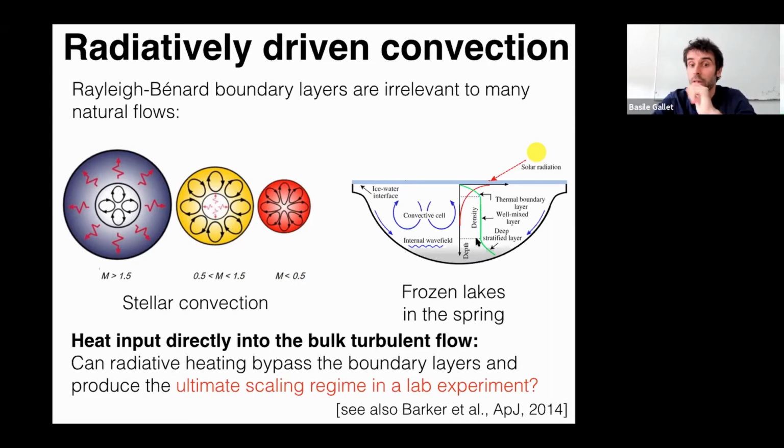And so we're inspired by this flow to ask the question: can radiative heating bypass the boundary layers and produce this ultimate or mixing length scaling regime in a lab experiment? Along the way of the development of this experiment, this paper by Adrian and co-workers came out, which convinced us. It is a numerical approach where they indeed bypassed the boundary layers by tailoring the internal heating so that you input the heat away from the boundary layers. So it's the same idea using a numerical approach.